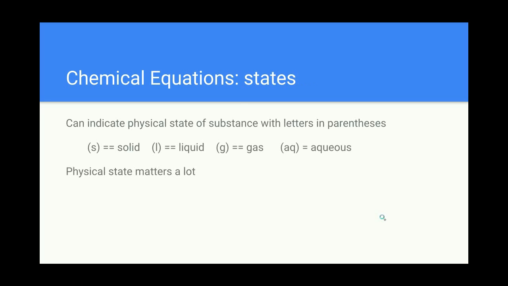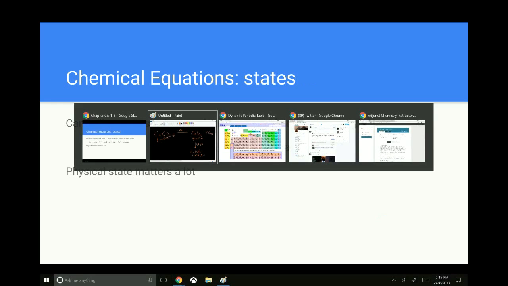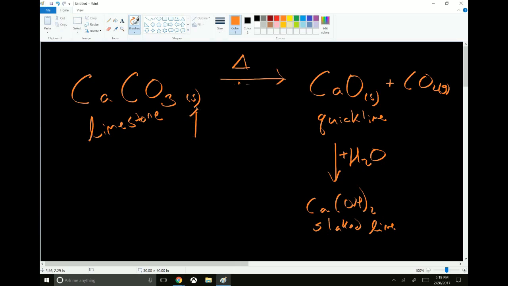You'll probably have noticed that I had a little bit more information in that chemical equation. Specifically, I had this guy right here, indicating that our limestone is a solid, that it produced a solid calcium oxide or quicklime, and gaseous CO2. Physical state matters quite a bit for any chemical reaction you care to name.